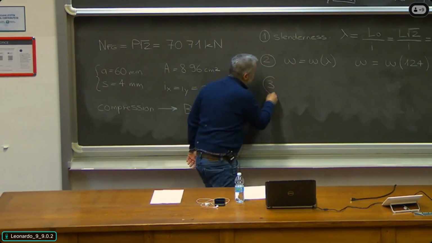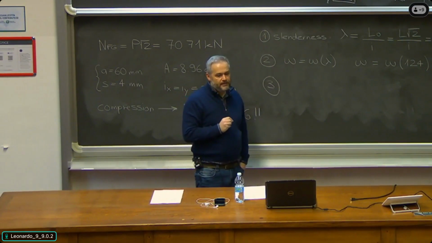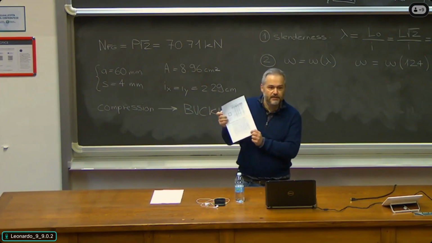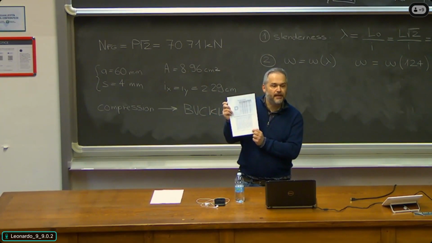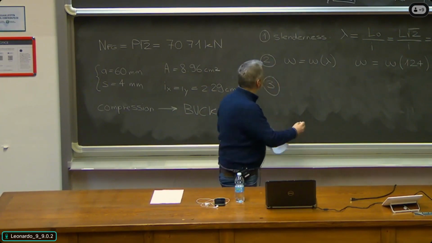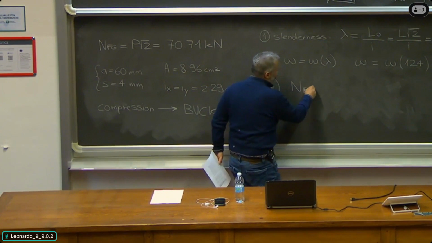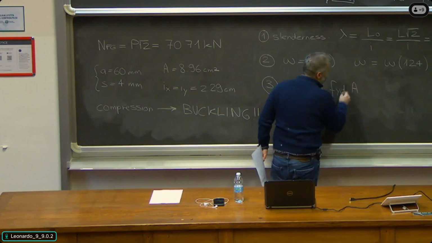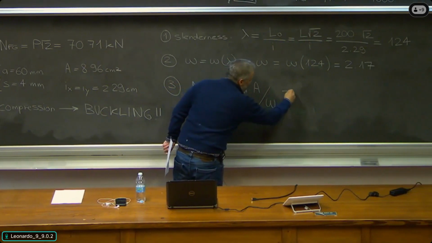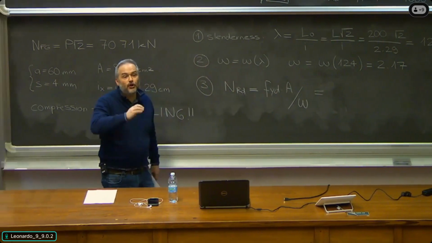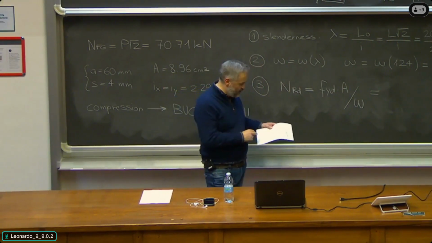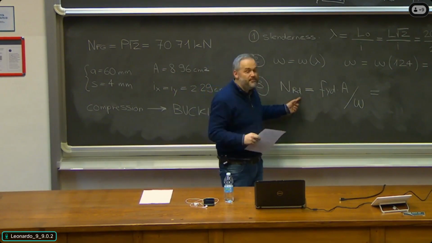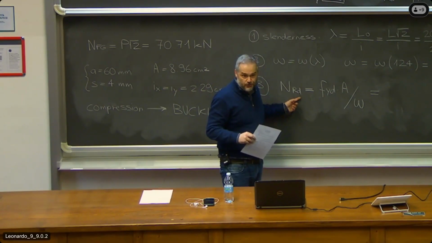The third step is simply the equation you had at the bottom of the page. In the case of the compression member, the resisting axial force is the same as in the case of tension, Fyd times A, but then I divide it by omega. Since omega is a number which is always larger than 1, or in certain cases of slenderness equal to 1, this will be smaller than the corresponding force for tension.